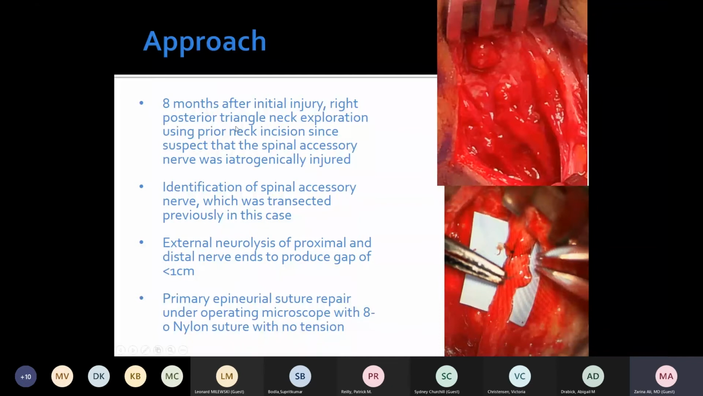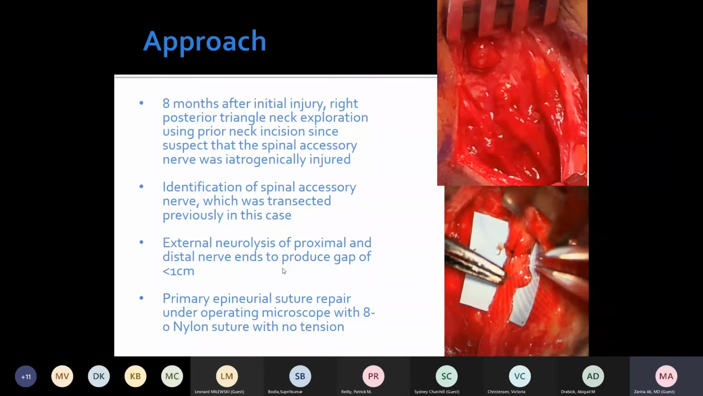In this case, again, we're doing a similar approach at the level of the supraclavicular plexus, but here we're isolating and identifying the spinal accessory nerve, which is the nerve that was iatrogenically injured. And here we're able to identify the nerve, identify both the proximal and distal segment of it, resect any neuroma that has developed along the ends of the nerve, and then coapt the nerve together.